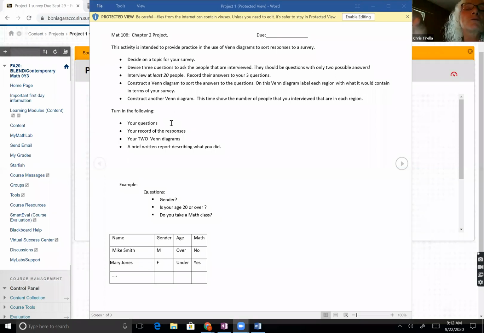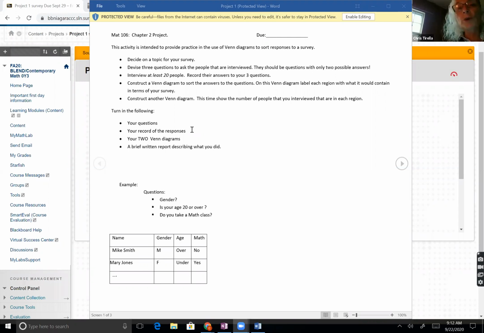When you do your Venn diagram, make sure your numbers add up right. If you surveyed 20 people, the total of the numbers on the Venn diagram should be 20. And it has to be at least 20 people. You can do more if you want, but you can't do less. So record your responses. If you don't have 20 people, then you'll only get like 4 out of the 5 points or something like that. Okay? Any questions on the project?